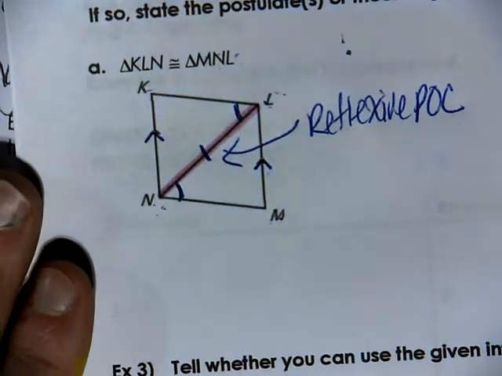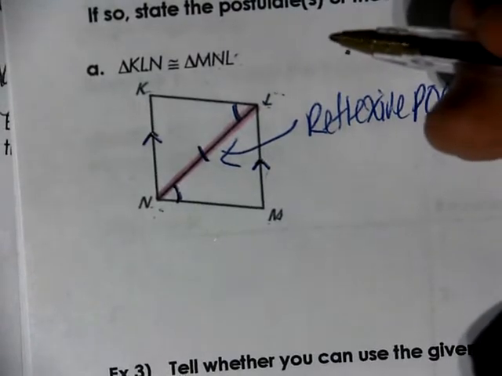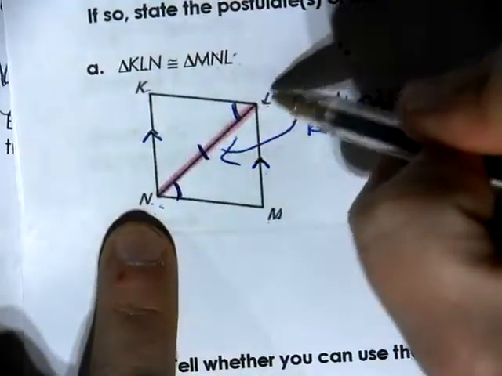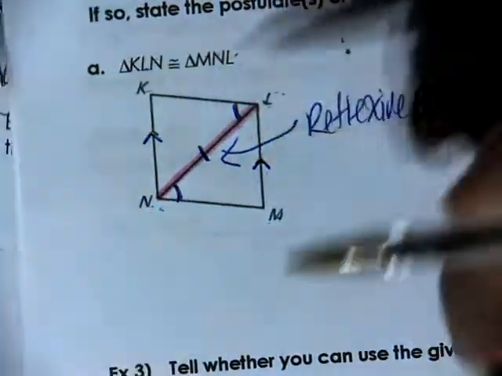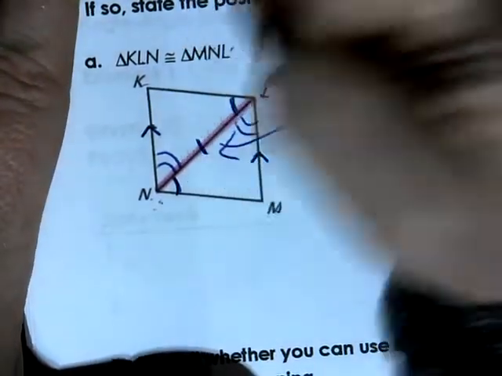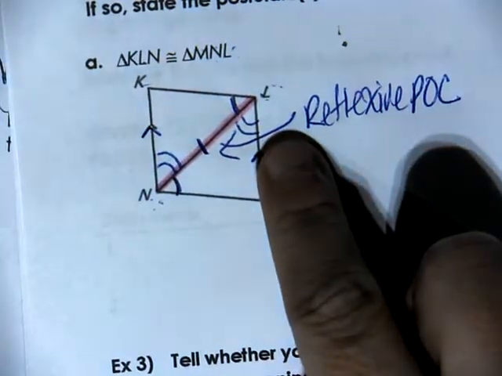And I know that in this unit, whenever I see parallel lines, I'm either working with corresponding angles or alternate interiors. And because of this diagonal, this gives me the clue that I'm probably working with alternate interiors. Now, created with the parallel side, I see that I have alternate interior angles that are congruent.